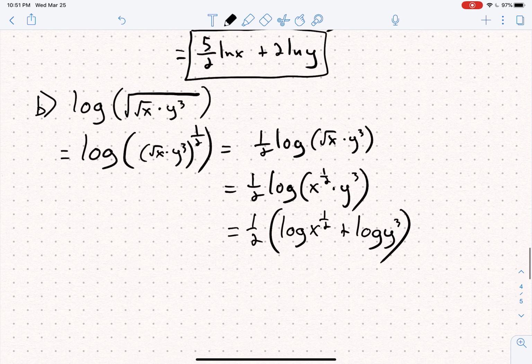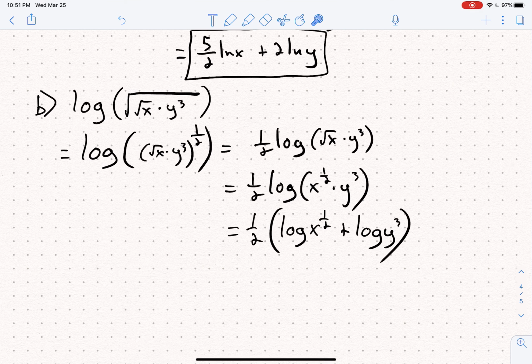And now what I can do is, inside these parentheses, here and here, I can go ahead and use this rule again to bring those powers into the front. So we'll have a 1/2 times parentheses 1/2 log x plus 3 log y.